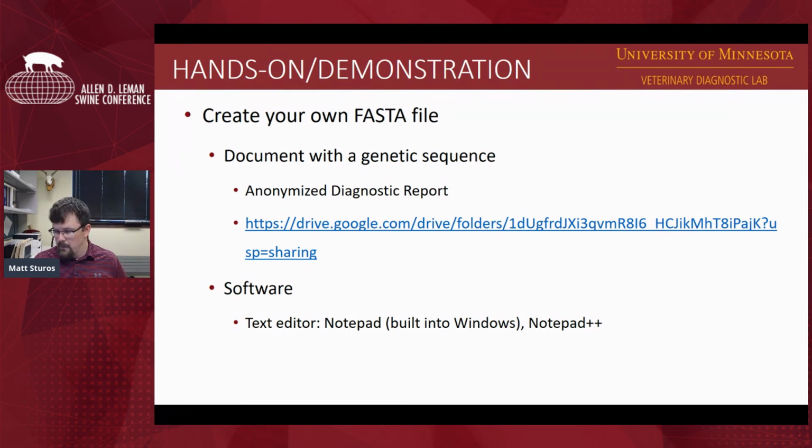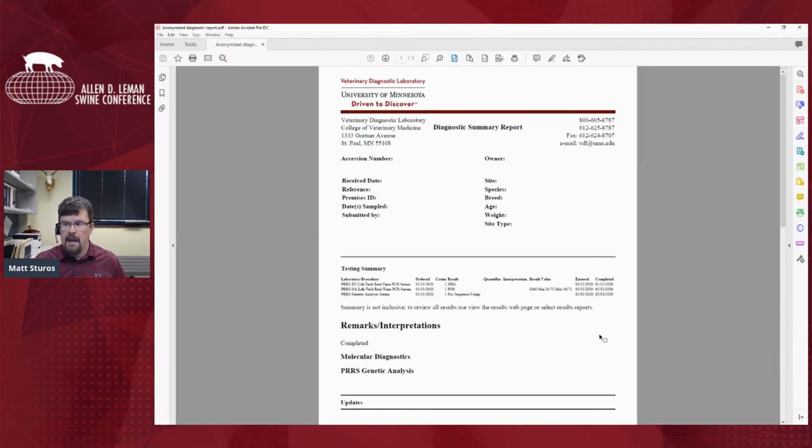So without further ado, we'll pull up the example anonymized report. And so this is an example. I've ripped out the case number. I've ripped out the owner. What we have is a serum case that had a positive PCR result.